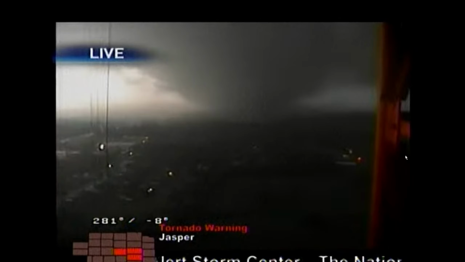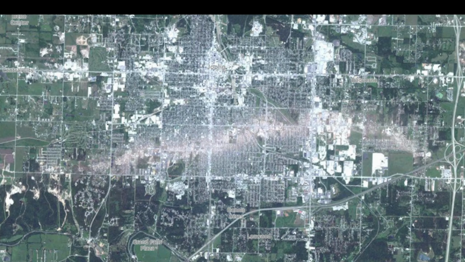15 years ago today, the worst single city tornado disaster in recent American history unfolded in Joplin, Missouri, when a catastrophic EF5 tornado destroyed thousands of homes, businesses, and structures in southern Joplin. 158 lives were lost, making it the first tornado in U.S. history to kill more than 100 people since 1953.